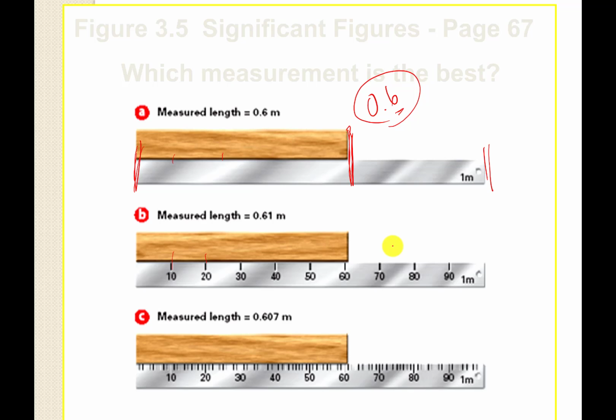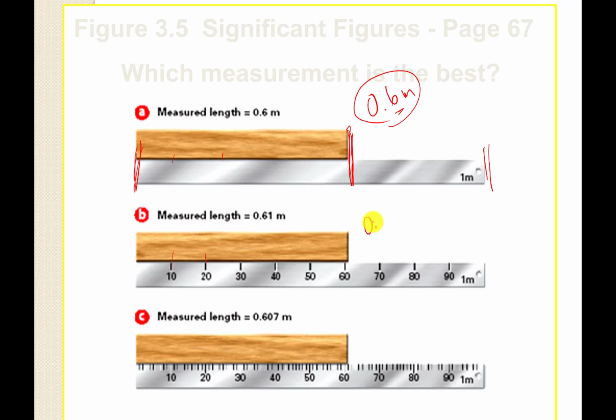We still know that in the ones place it must be a 0, because obviously it's between 0 and 1 meters. Let's make sure we put meters up here so we're really clear. Put meters right there. So in the ones place, it's got to be a 0 because it's somewhere between 0 and 1.